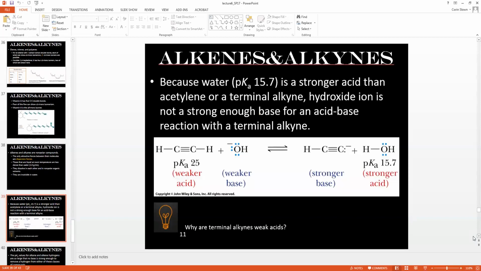Because water, pKa 15.7, is a stronger acid than acetylene or a terminal alkyne, the hydroxide ion is not a strong enough base for an acid-base reaction with a terminal alkyne. So why is a terminal alkyne a weak acid? Well, if we look at the pKa of the alkyne compared to water, we can see that this is the stronger base. Hydroxide is actually the weaker base.